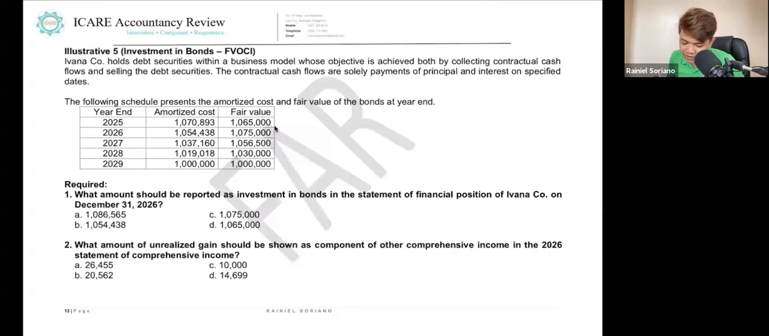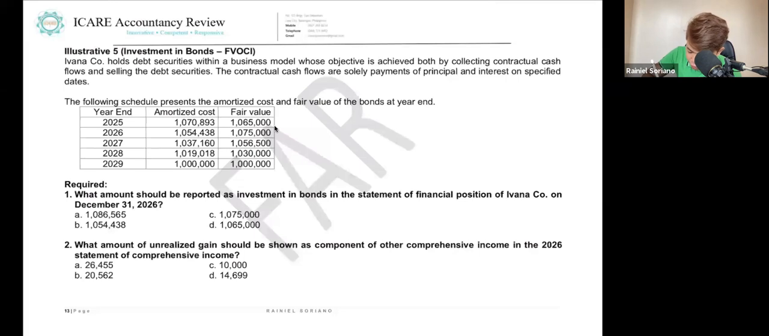Ivana Company holds debt securities with a business model whose objective is achieved both by collecting contractual cash flows and selling the debt securities. The contractual cash flows are solely payments of principal and interest on specified dates. The following schedule presents the amortized cost and fair value of the bonds at year end. So given already.